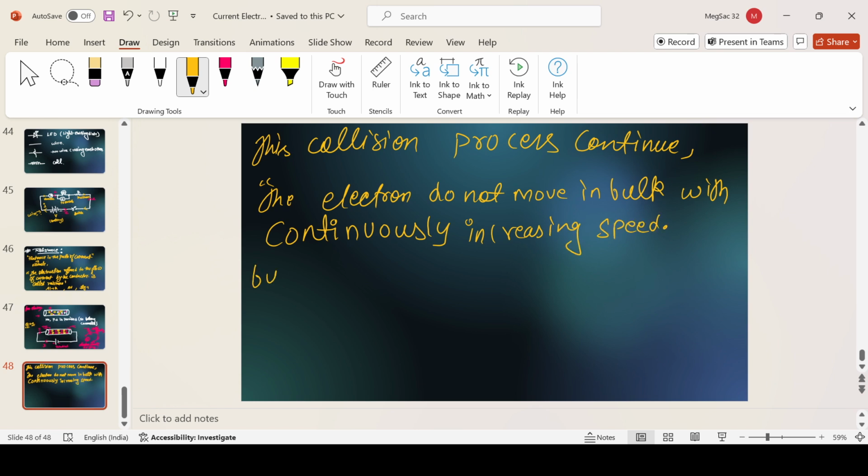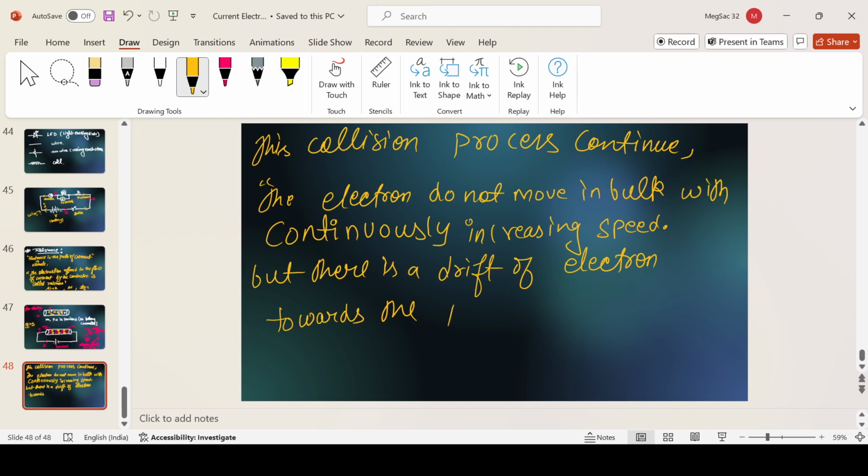Okay, but there is a drift of electron towards the positive terminal. ठीक है? Yes, sir. Get it?